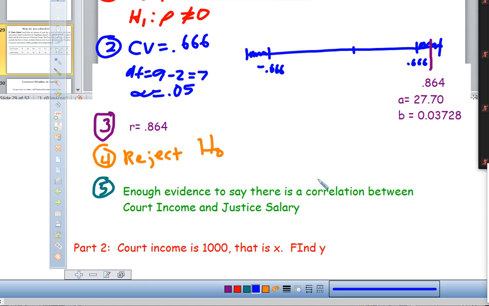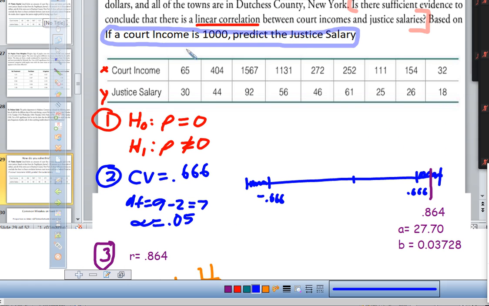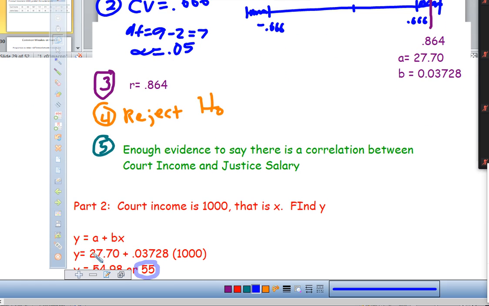Part 2 is the court income is 1,000. Court income predicts the justice salary. So court income, is that my X or my Y? That is my X. So when X is 1,000, court income, predict my Y. So I'm going to put in 1,000 for my X. So there's my correlation, Y equals A plus BX.